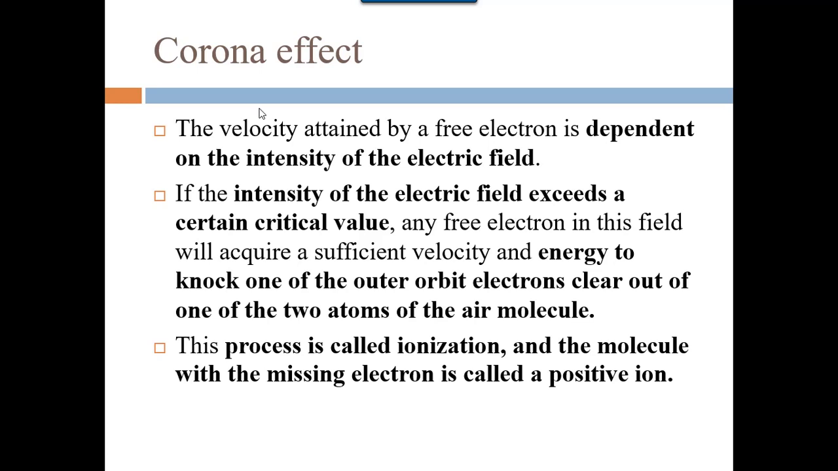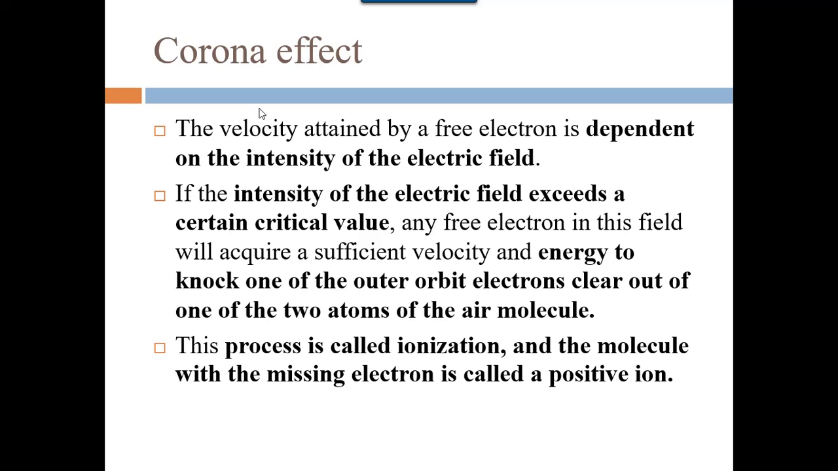The velocity attained by the free electron is dependent on the intensity of the electric field. If the intensity of the electric field is high, then the velocity of the electrons is also high. But if the electric field is low, then the velocity is also low. And this intensity gradually decreases with the increase in the distance from the conductor.